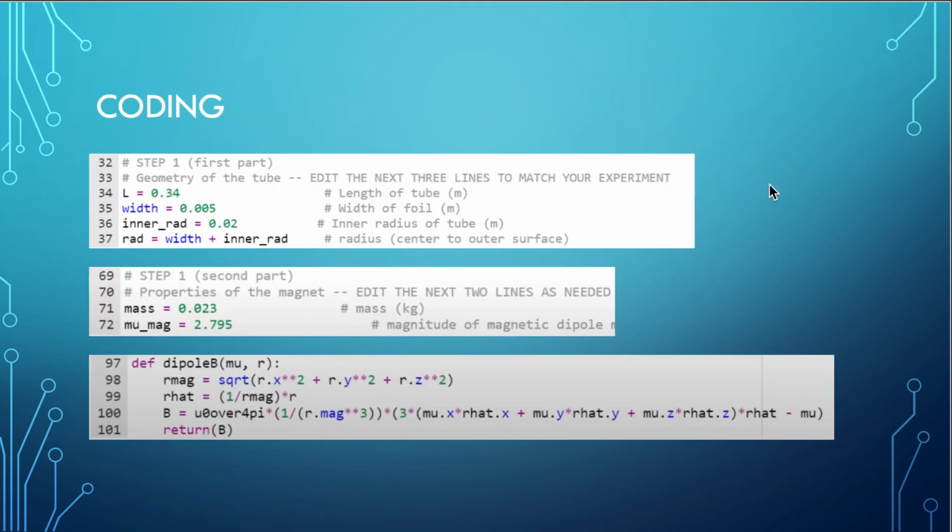So the first part of the coding is shown here. Here we just initialize the values of the tube: the length, width, inner radius, and the outer radius. And then here we initialize the values of the magnet, the mass and the magnitude of the magnetic dipole. And then this function right here creates the magnetic field based on the formulas from the physics fundamentals slide. This is the calculation for it.